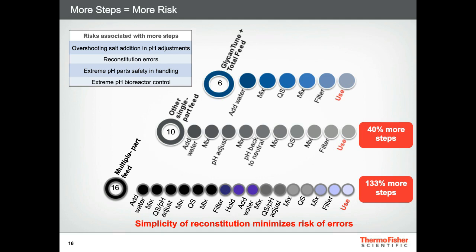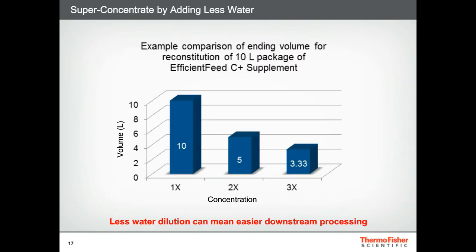GlycanTune Plus can also be super concentrated, just like our EfficientFeed Plus total feeds. GlycanTune A Plus and B Plus can be super concentrated to a 3x concentration, while GlycanTune C Plus can be super concentrated to a 2x. To super concentrate, just add less water.